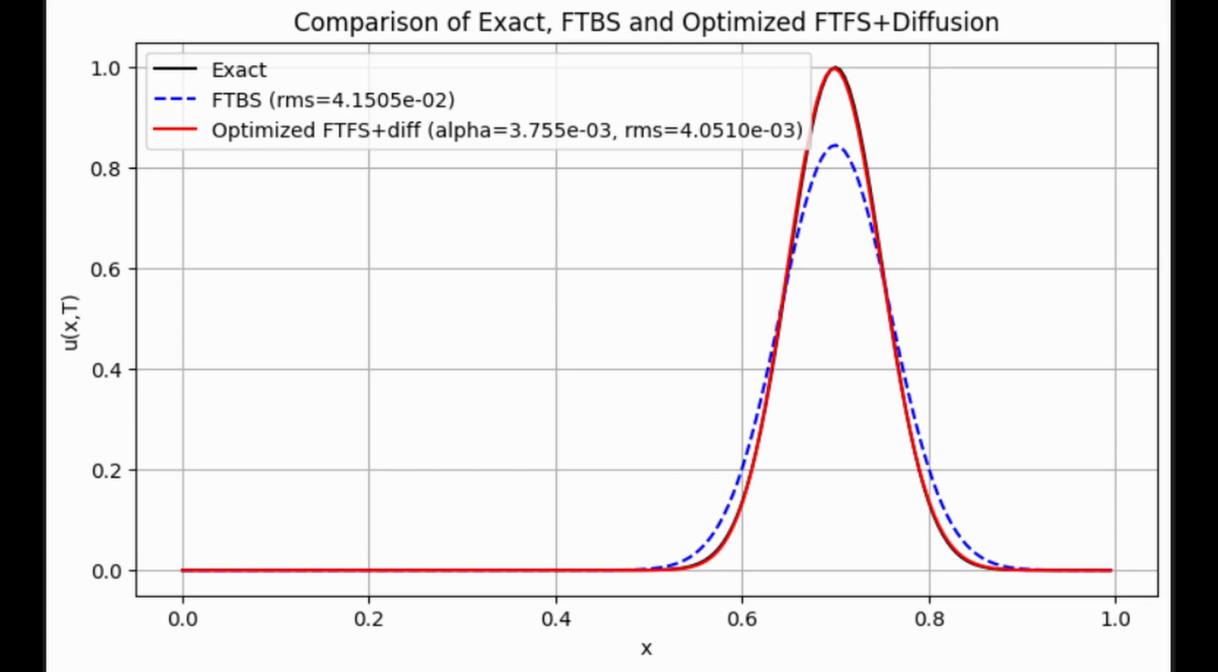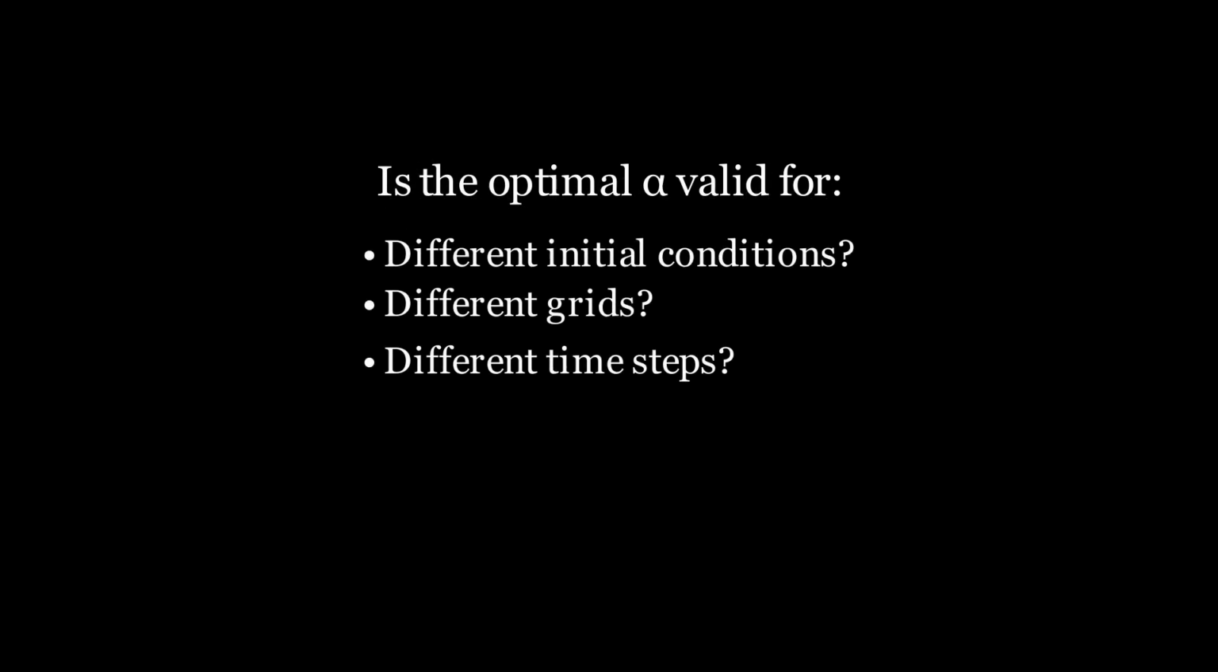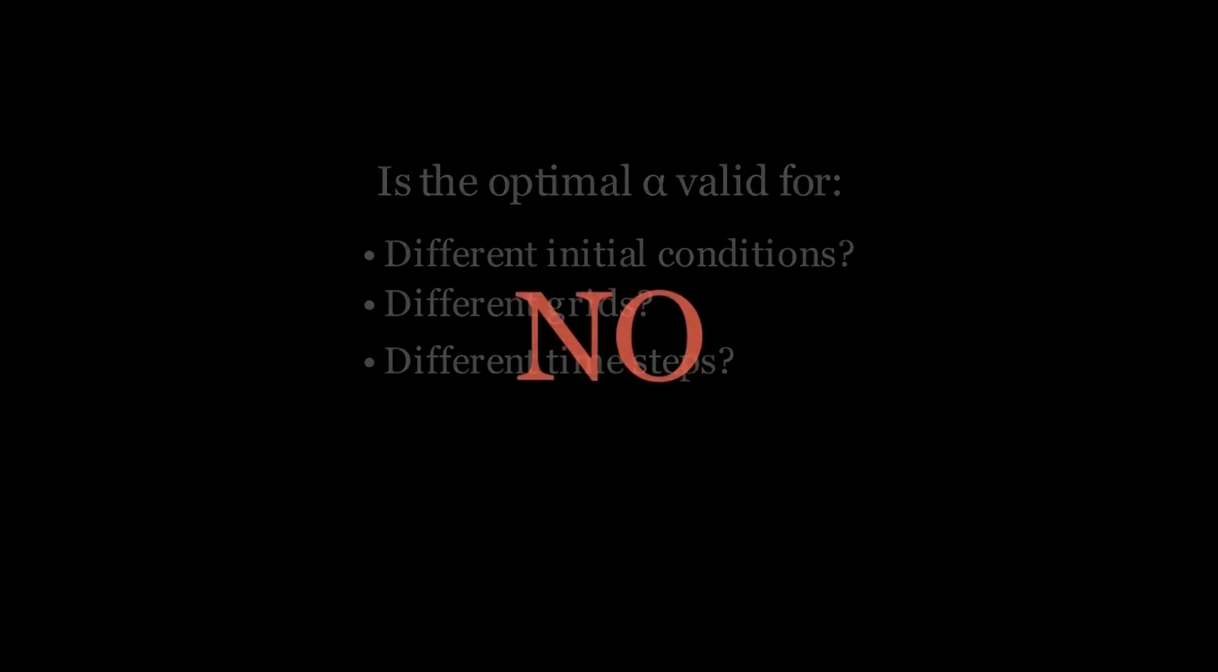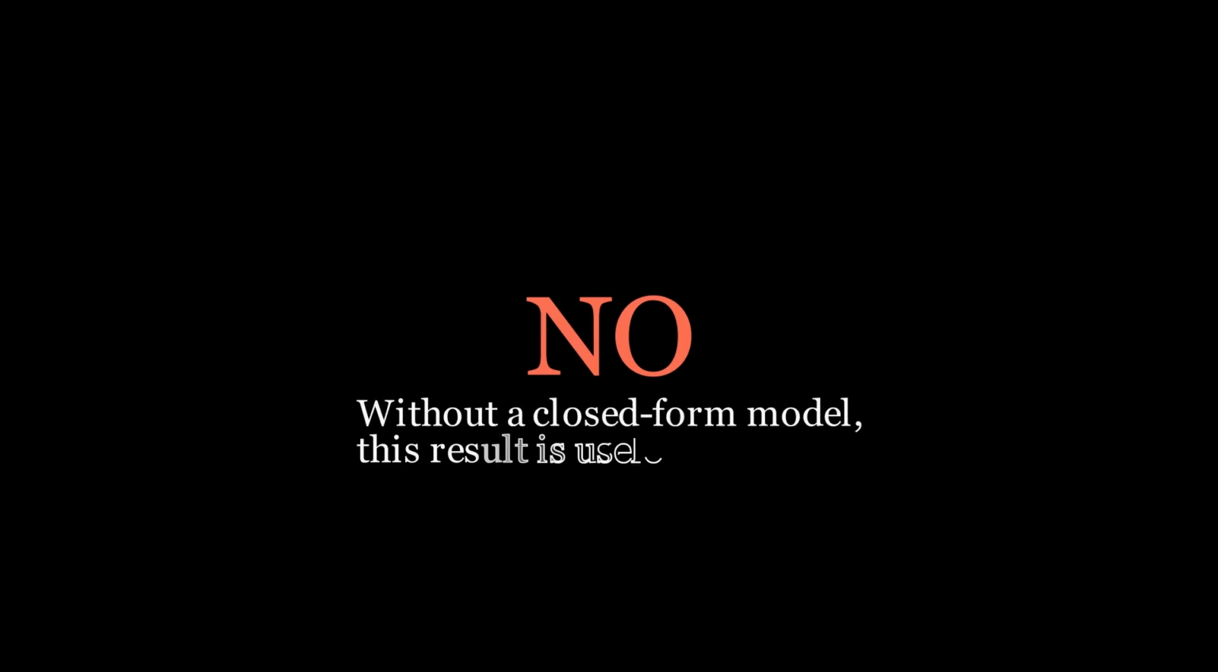Finally, the results are visualized, showing that the optimized FTFS scheme remains stable and achieves lower errors than the standard upwind method. We have found an optimal alpha for this case, but the key question is, is it applicable to different initial conditions, different grids, and different time steps? The answer is no. Unless we find a better closed-form model that works across different grids and initial conditions, this result is essentially useless. So now we enter the modeling part.